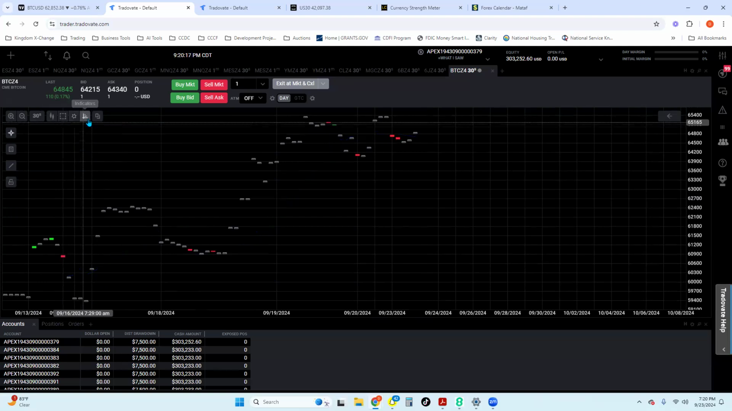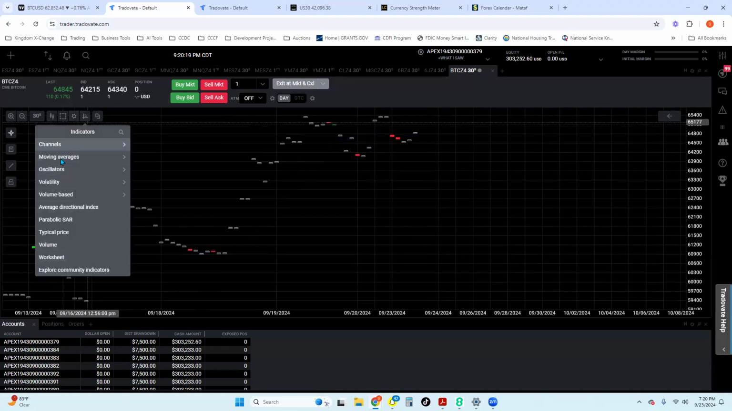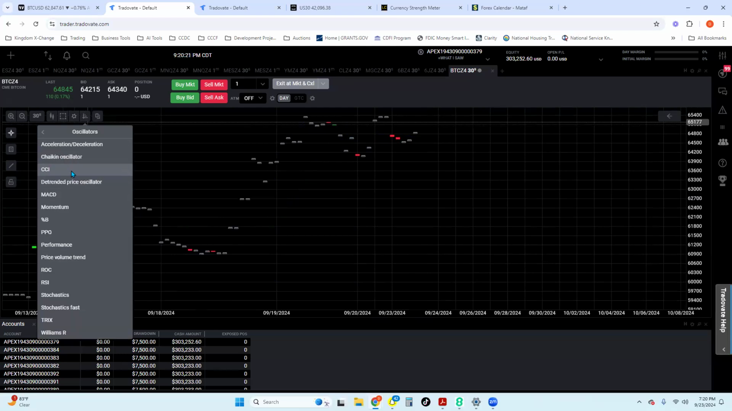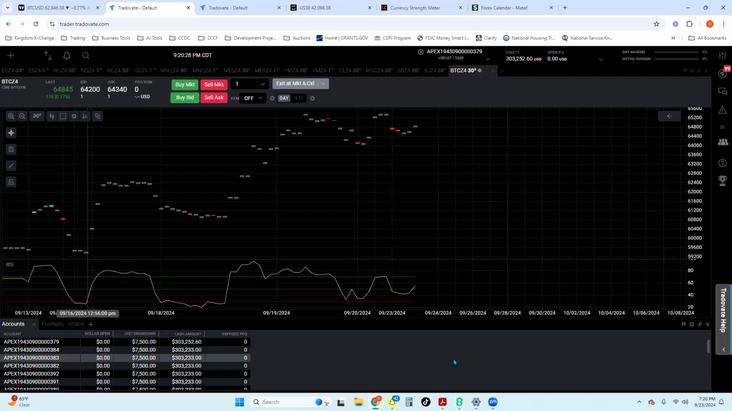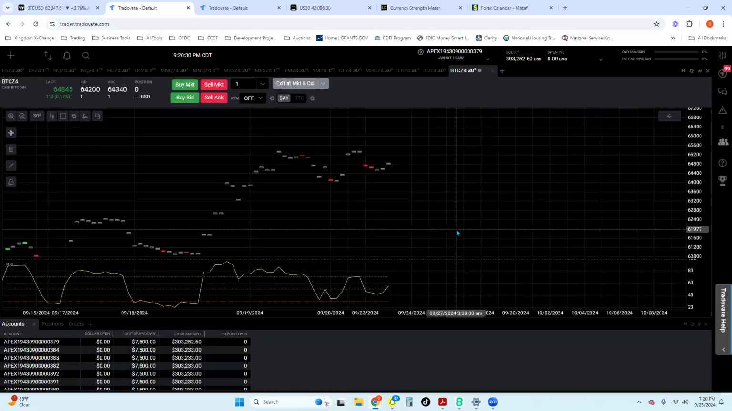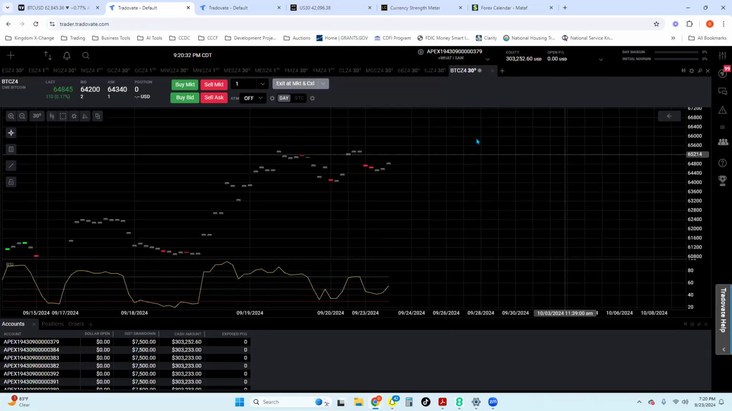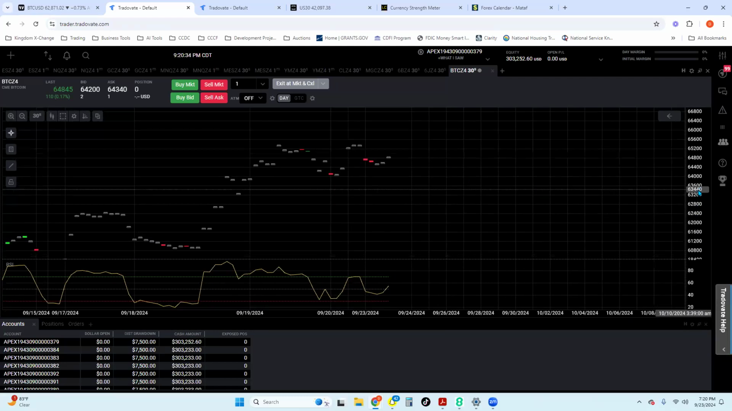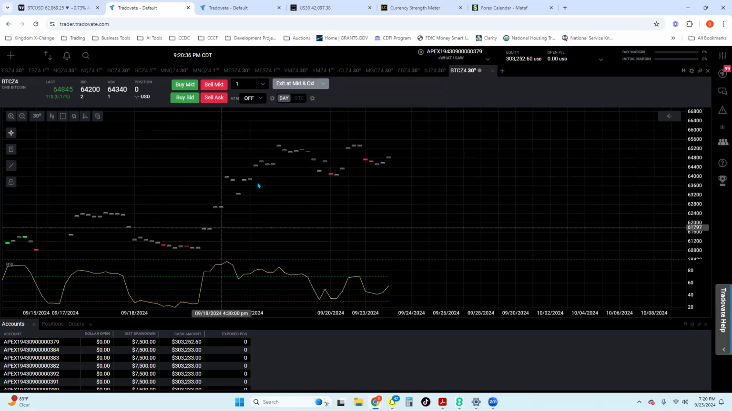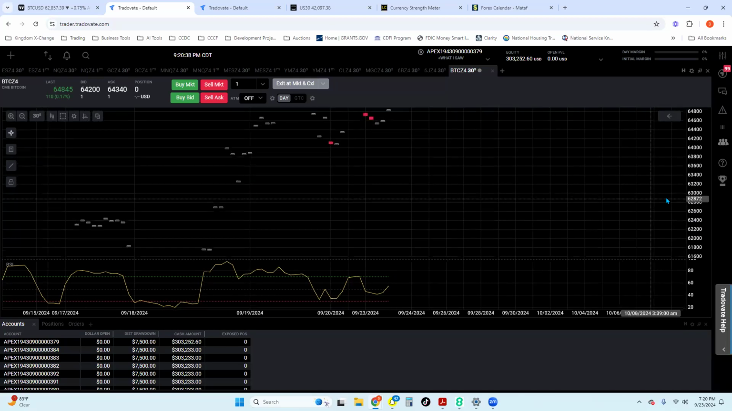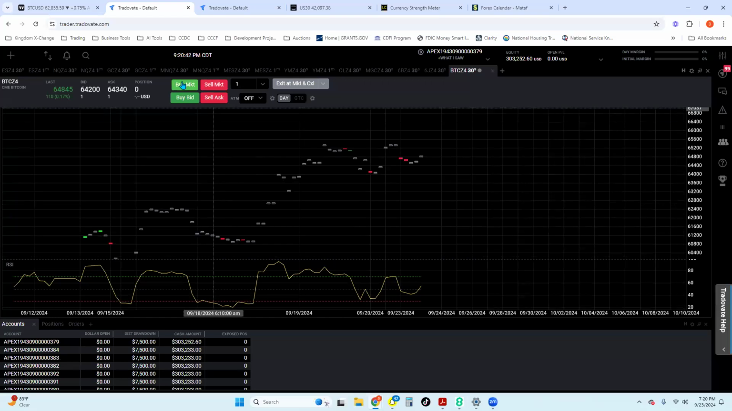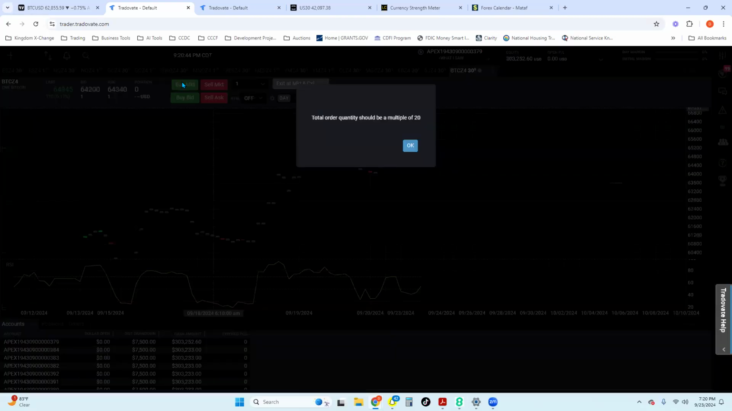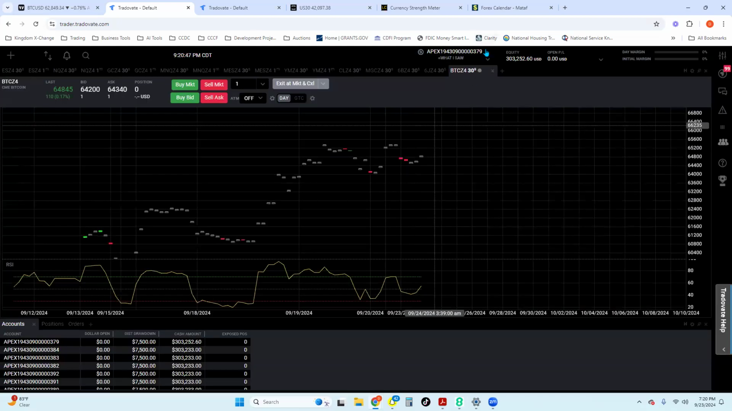Take this off. Put on the RSI. I was just going to do one just to see. I've never traded Bitcoin in here, but I know you can. Okay, so it looks like it's coming up. This is where we should have gotten in. Let's see what a buy looks like. Oh, I still have this on.